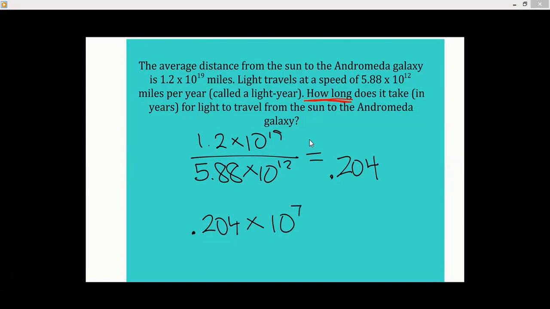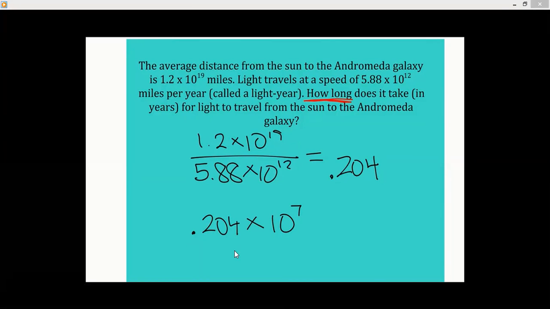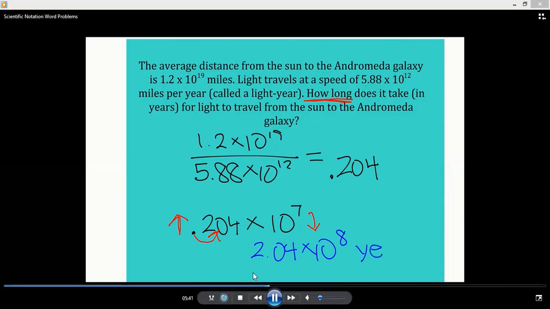Now let me ask you a question. Is this number written now in scientific notation? For sure not. Why? Because before the decimal point we have 0. So we have a big problem here. We have to move one digit to the right. As I told you, once you move to the right, you have to decrease the power of 10, you will decrease 1, right? Then the answer by the end will be 2.04 times 10 to the power of 8. I'm sorry, we will increase the power by 1, okay? Then years.